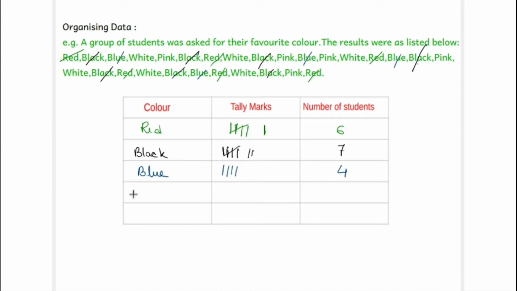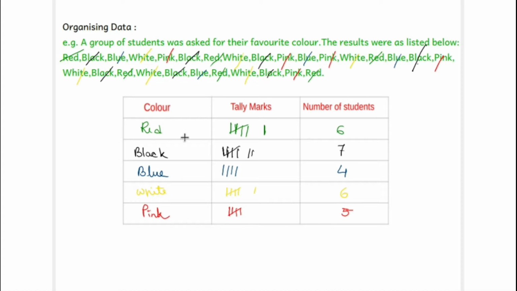Next color is white, so we will write white. 1, 2, 3, 4, 5, cross it out, 6. Okay, 6. And the last color is pink, so we will write pink. Now 1, 2, 3, 4, 5. Okay, so we have 5 pink colors.